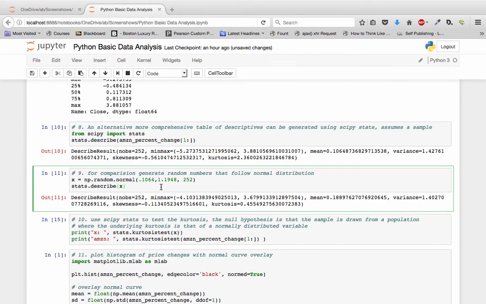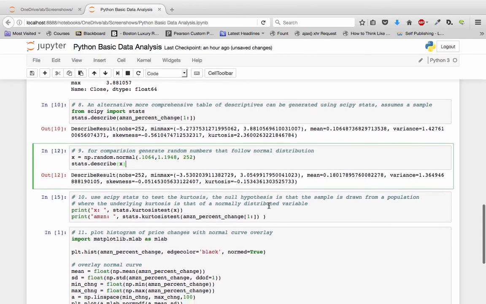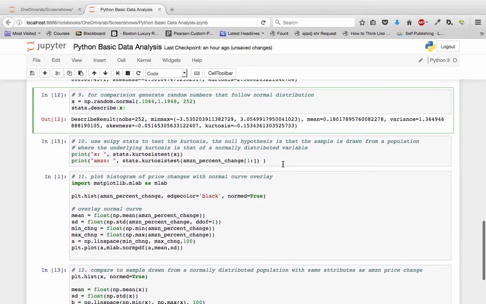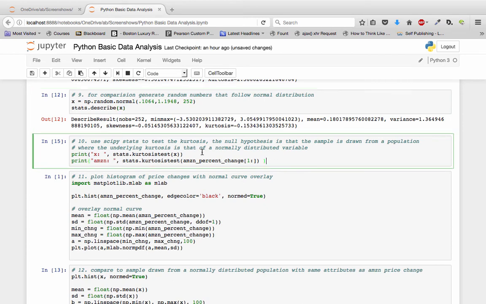If I run this a few times, I will probably get slightly different numbers, but they're all going to hover with a kurtosis fairly close to zero, which is what we expect when we see a normal distribution. If we want to take this a little bit farther, we can use the kurtosis test on both these data sets. The kurtosis test tests whether this sample is coming from a normally distributed population. The null hypothesis is that the sample is drawn from a population where the underlying kurtosis is that of a normally distributed variable.